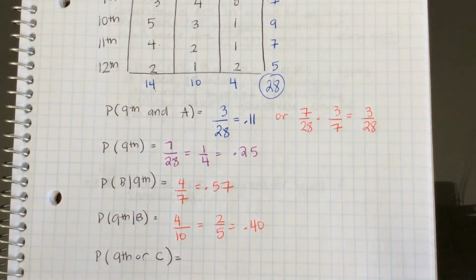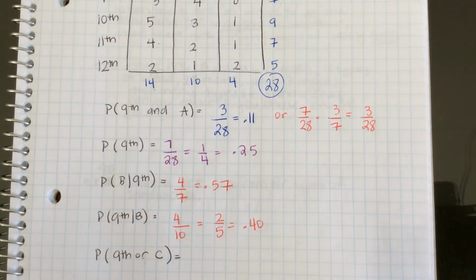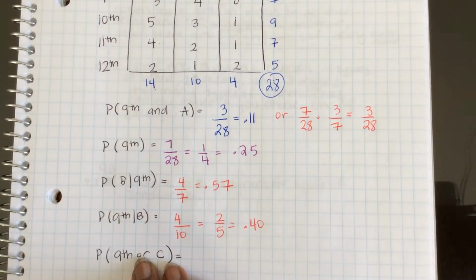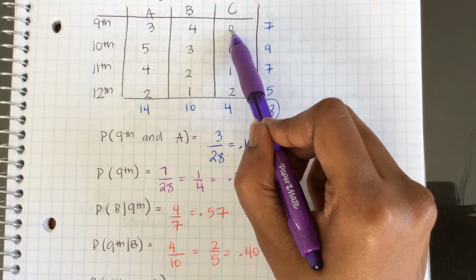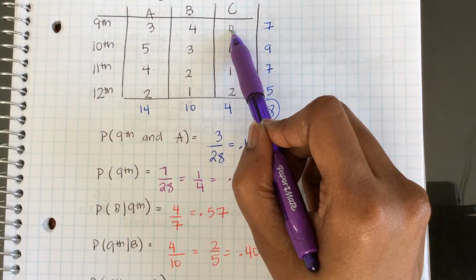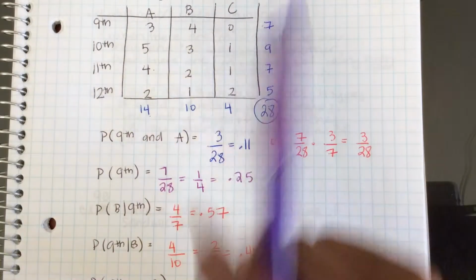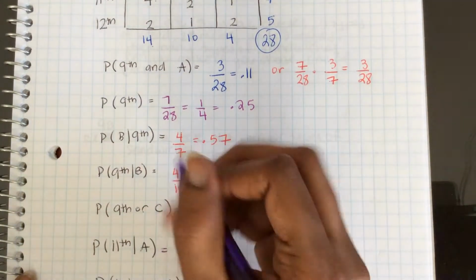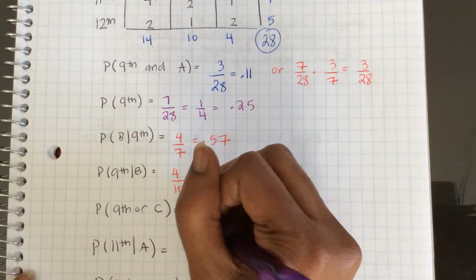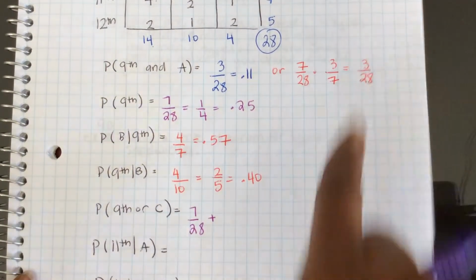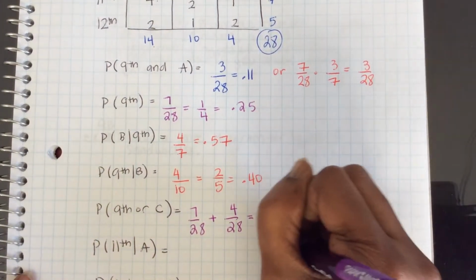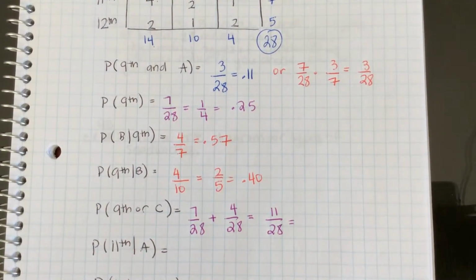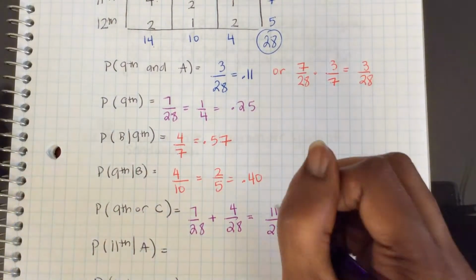Okay. What is the probability of being a ninth grader or getting a C? Well, first, when we see or, we have to check: are they mutually exclusive? Is there anybody who's a ninth grader and a C? There are 0 students who are both a ninth grader and a C. So these events are mutually exclusive with this sample space. The probability of a ninth grader is 7 out of 28 plus the probability of getting a C, 4 out of 28. That's 11 out of 28, which does not reduce. That's 0.39.